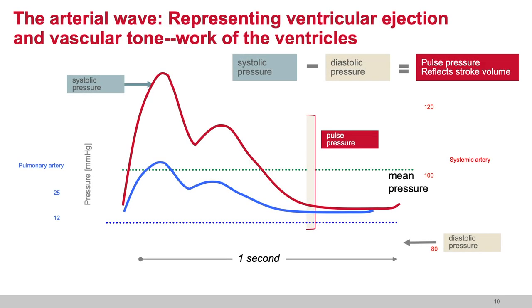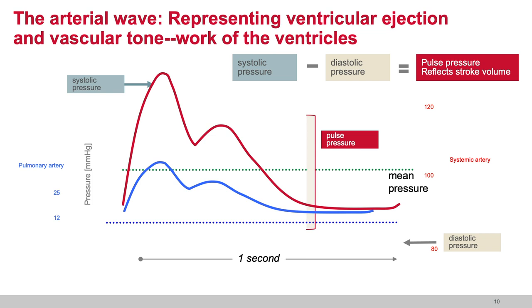Taking a look at the arterial waveform is so incredibly important to help us understand the work of the ventricles and the tone of the vessels. And here in this very simple cartoon, what you're seeing is the red line representing systemic arterial pressure and the blue line representing pulmonary arterial pressures, both arterial pressures, both with a rate of rise to peak, a drop down to a dicrotic notch where the valve closes, and then terminating in diastole.